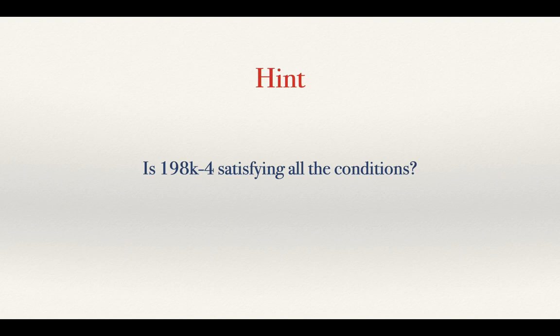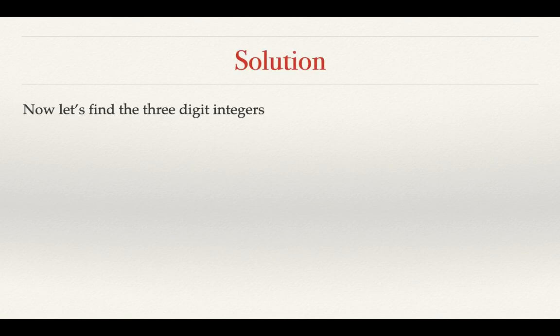Now, second hint. Is 198k minus 4 satisfying all the conditions? This 198k minus 4 type we got from the general formation. Now, solution. Let's find the 3-digit integers. We will take some values of k and we have to see which one satisfies the condition.